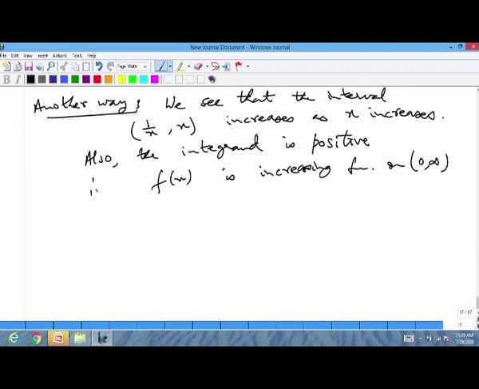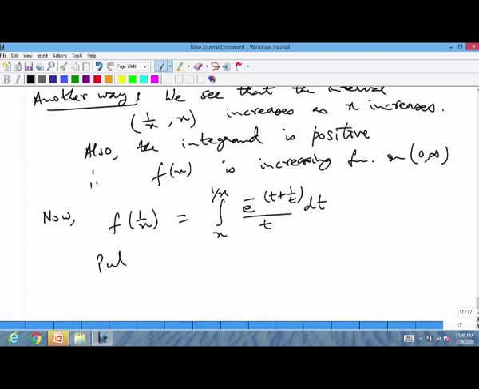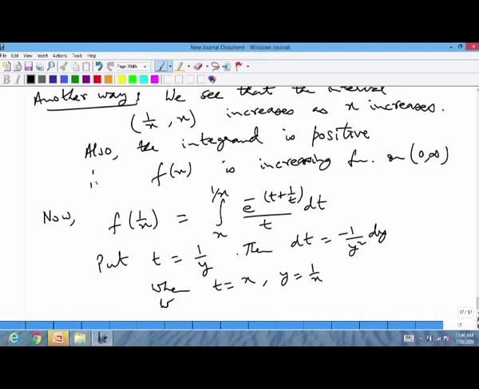Now, to see option C and D, we have to look at f of x plus f of 1 by x. So, let us see what is f of 1 by x. F of 1 by x will be the integral from x to 1 by x of e to the minus t plus 1 by t, dt. We put t equal to 1 by y, then dt is minus 1 by y square dy, and when t is equal to x, y is 1 by x, and when t equal to 1 by x, y is x.